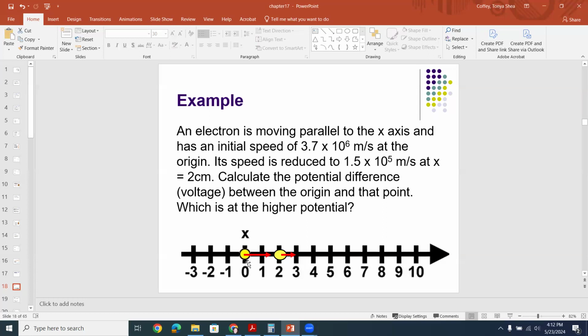Now, the vectors here are the initial velocity, which is 3.7 times 10 to the 6th. And because the velocity is reduced at x equals 2 centimeters, I represented that by a shorter arrow. Of course, these arrows aren't to scale. I'd have to make an arrow 1/10 the length of that, and I didn't want to go through all that. But it is a smaller arrow for the velocity at x equals 2 than it is at x equals 0. So we have to use this information to calculate the potential difference, or voltage, between the origin and the point and figure out where the higher voltage is. So let's go through that.